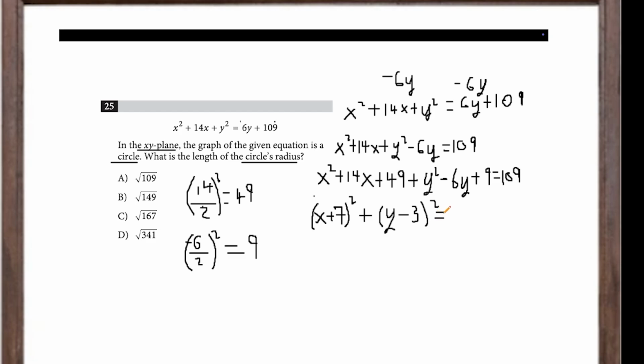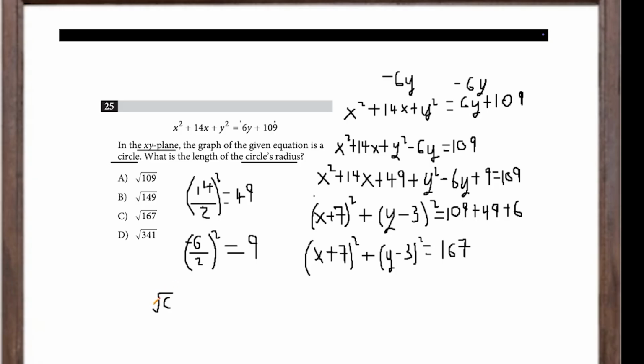And because we added 49 and 9 to one side, which is our left side, we're going to have to add this to our right side. So we're going to have 109 plus 49 plus 9. So now I'm going to have to simplify the right side of our equation. So we're going to have x plus 7 squared plus y minus 3 squared equals 167.